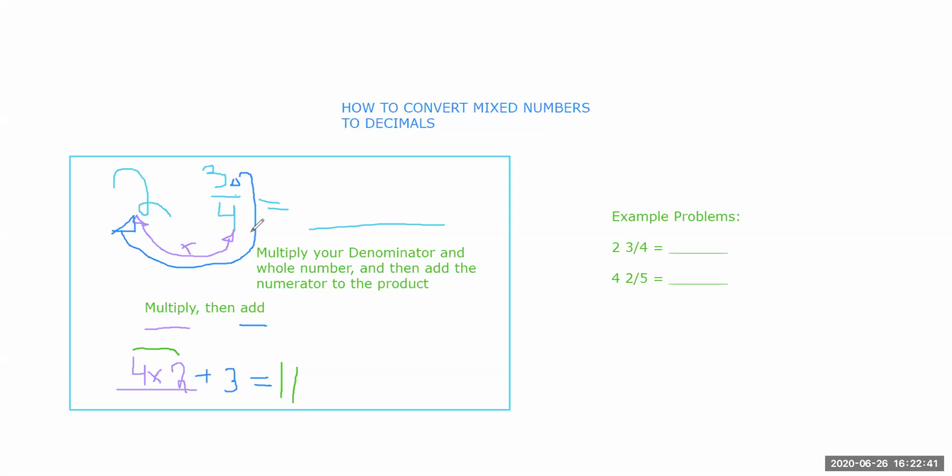Next thing you do is just keep the denominator the same. So right here, the denominator is 4. So all we're gonna do is keep the denominator of 4 the same, and we'll write that down. So it's basically 11 over 4. Wait, but 11 over 4, 11 is greater than 4. What do we do here?